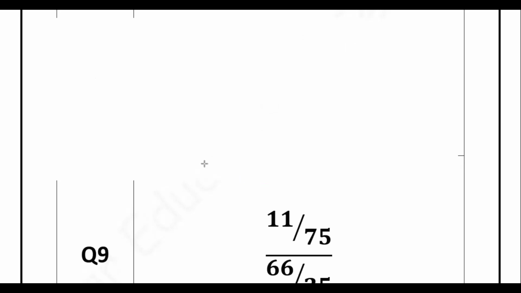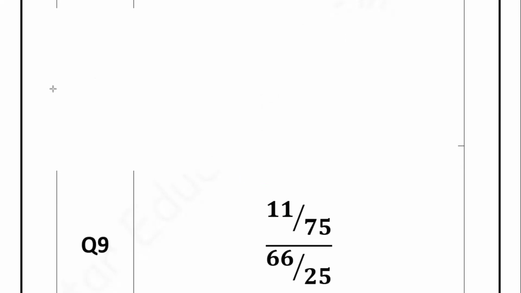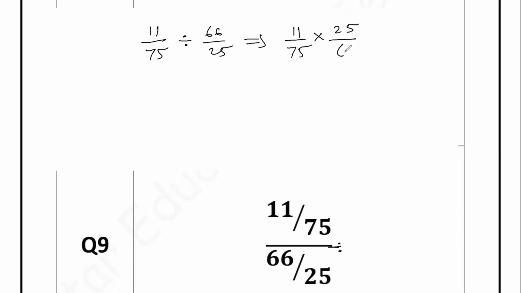Okay. Question 9. So 11 over 75, and this one is division, yeah? So divide 66 by 25. Simplify it further. 11 over 75, flip that, 25 over 66. And then do the cancellation.